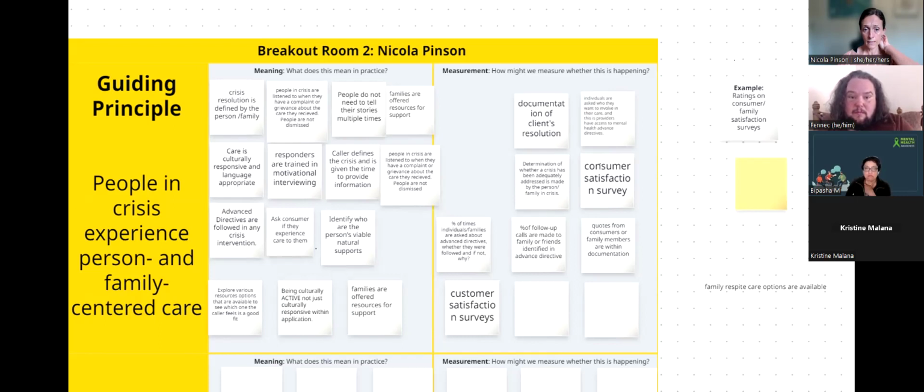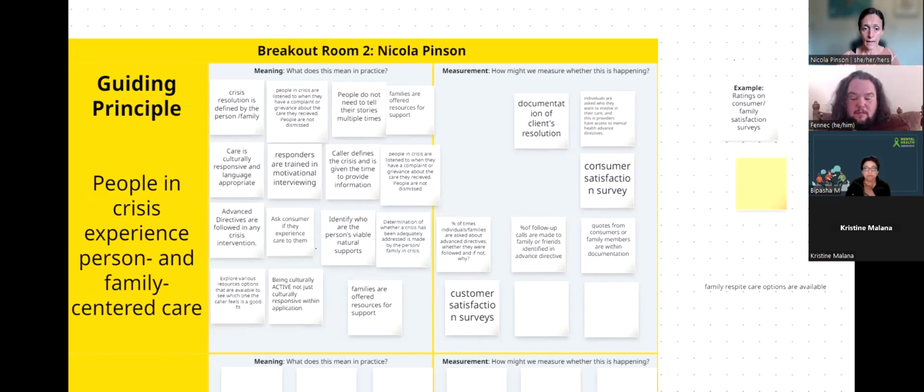Consumer satisfaction survey. Percent of times individuals and families are asked about advanced directives and whether they were followed, and if not, why. Percent of follow-up calls made to family and friends identified in the advanced directive. Quotes from consumers or family members within documentation. And again, consumer satisfaction surveys. And then I see here a note, family respite care options are available.